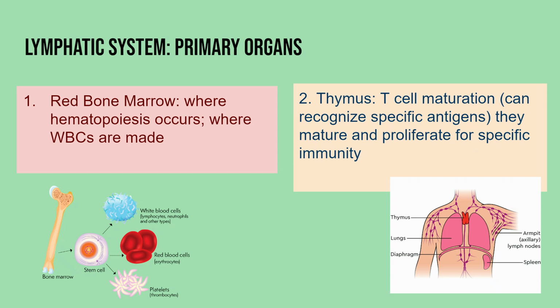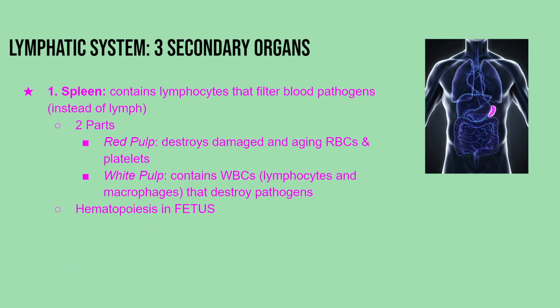And also, I just want to add that hematopoiesis forms red blood cells and white blood cells. But for the immune system, we're specifically talking about white blood cells. And then there are 3 secondary organs.